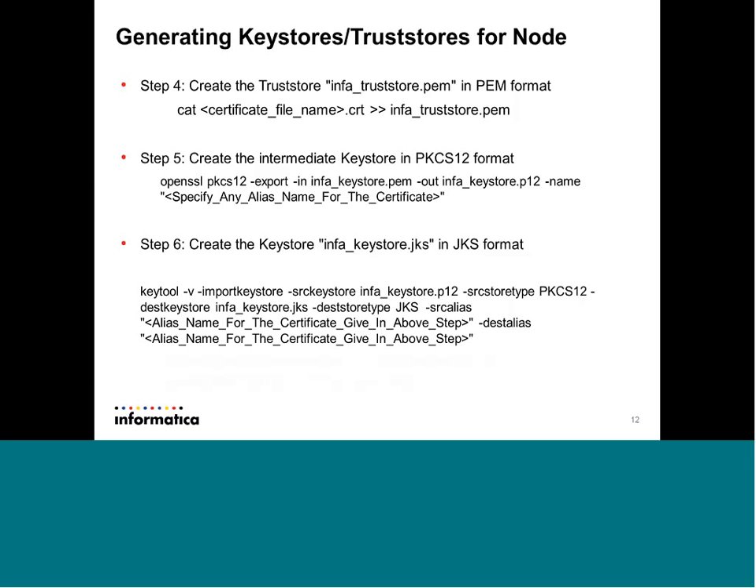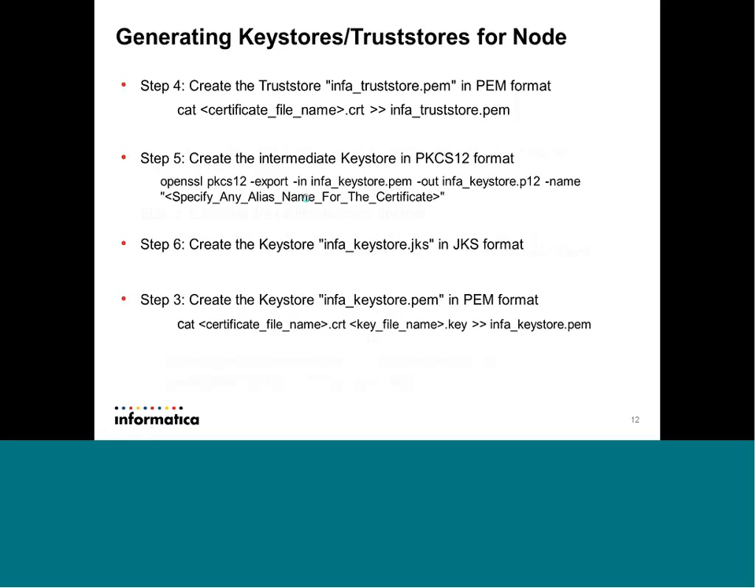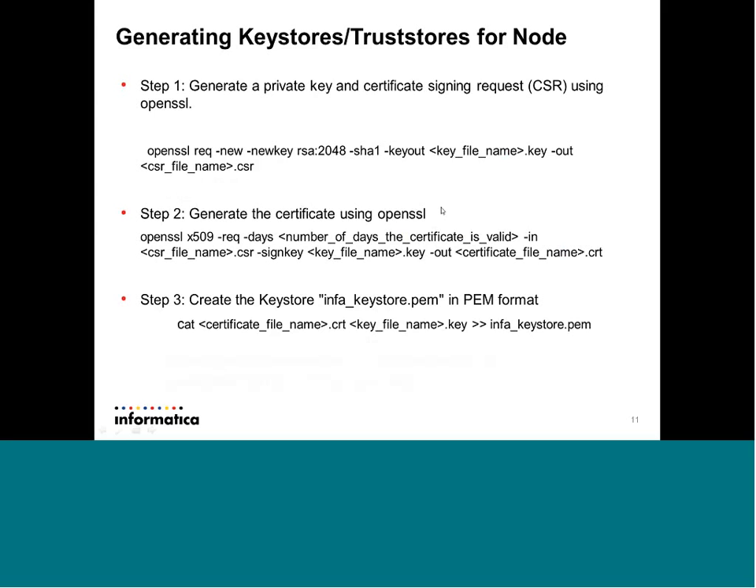Because it is not directly an X.509 encoding in PEM format, we create an intermediary key store of PKCS12 format, to import the certificate and private key into PKCS12. So we import the info_keystore.pem file into an intermediary key store called info_keystore.p12, and you specify the alias name of the certificate that we already specified here.